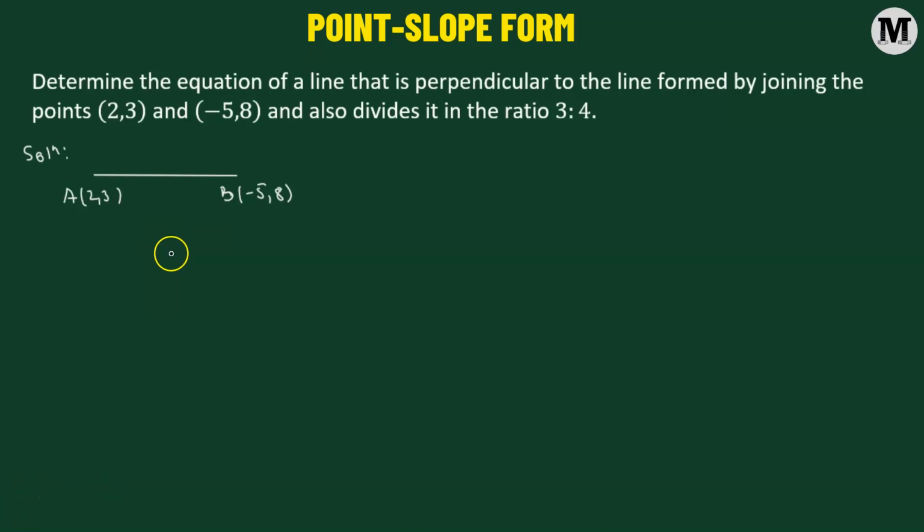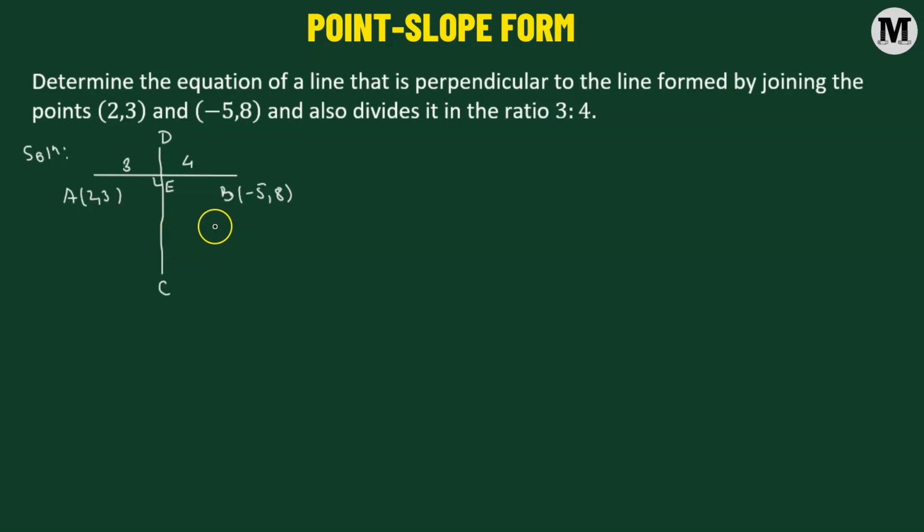Now we will consider another line. Let's say this line is going to pass through the line AB in such a way that it divides AB into ratio 3:4. So this is our line. Let's call it line CD. CD is going to intersect the line AB at point E and it's going to divide it into ratio 3:4. Also, CD is going to be perpendicular to AB. Fine. Now our goal will be to determine the equation of the line CD.